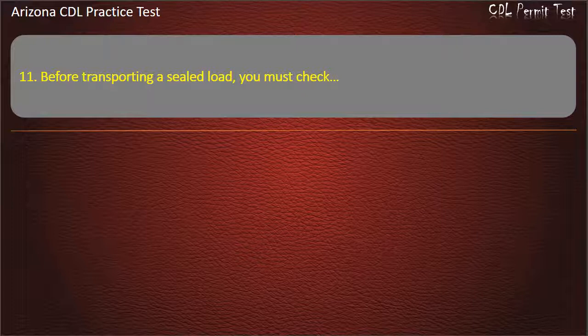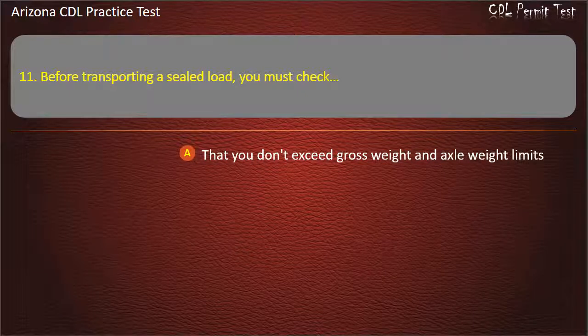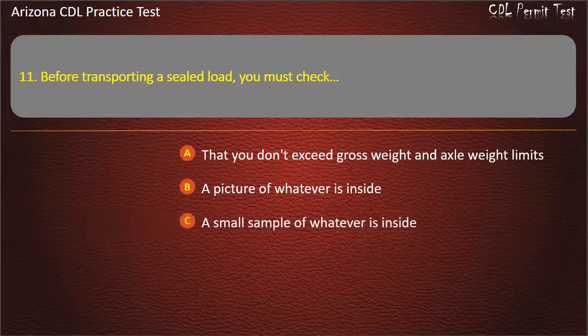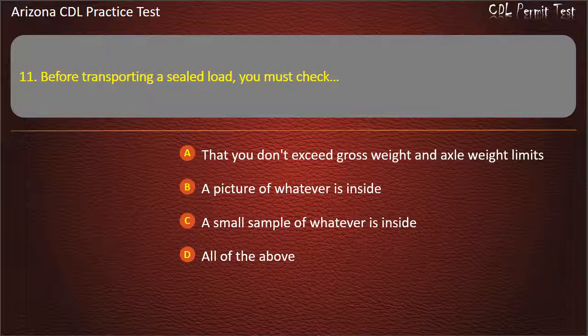Question 11. Before transporting a sealed load, you must check that you don't exceed gross weight and axle weight limits. A picture of whatever is inside. A small sample of whatever is inside. All of the above. Answer. That you don't exceed gross weight and axle weight limits.